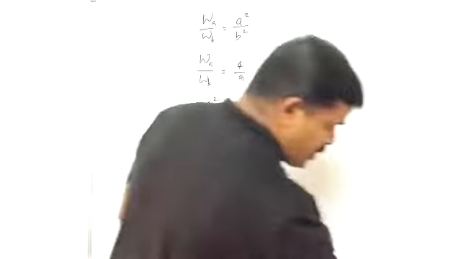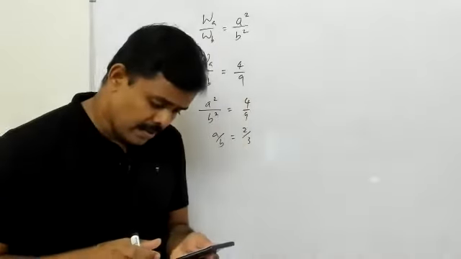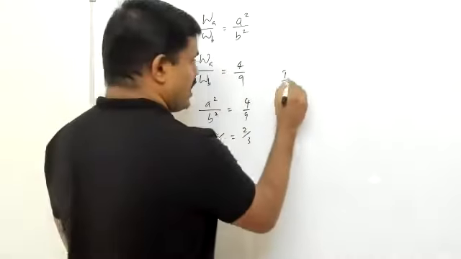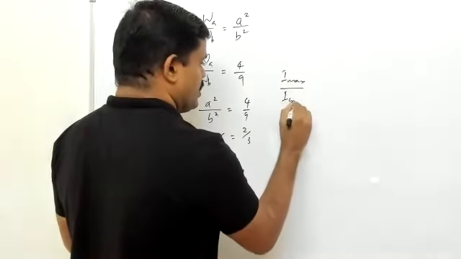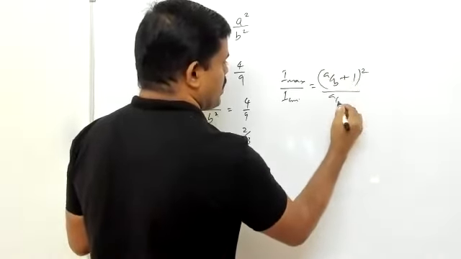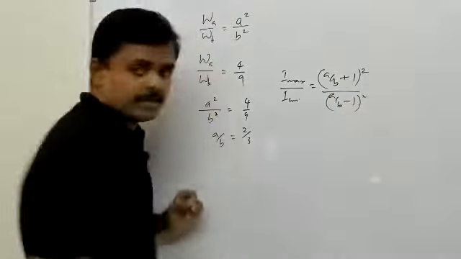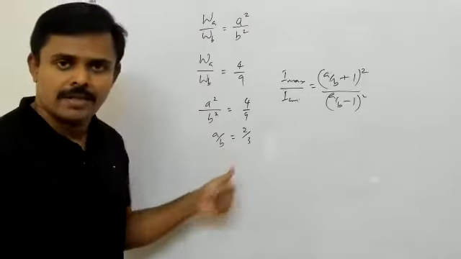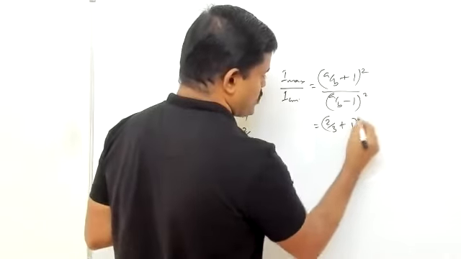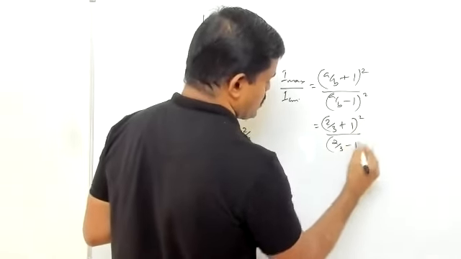And the question is, they have asked you to find the maximum to minimum intensity, I max to I min. We had a relation for I max to I min. It was A by B plus 1 the whole square by A by B minus 1 the whole square. What is A by B? It is 2/3. I can put it over here. So it is 2/3 plus 1 the whole square by 2/3 minus 1 the whole square.